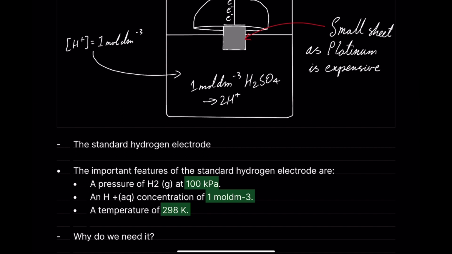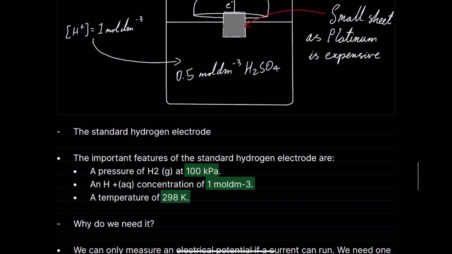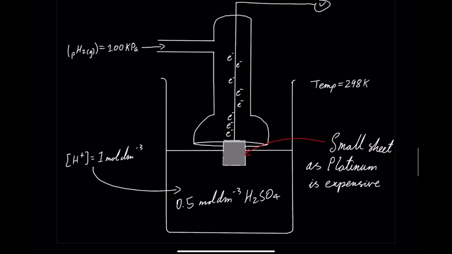So what you'd actually do, if you use H2SO4, that's fine, but it would have to be half a mole per dm cubed of H2SO4. And the same thing applies if you had H3PO4, where you'd have to use a third of a mole of H3PO4, or phosphoric acid. Phosphoric acid is its own thing, but the point is to understand that you have to have 1 mole per dm cubed of H plus aqueous in your aqueous solution in your beaker.